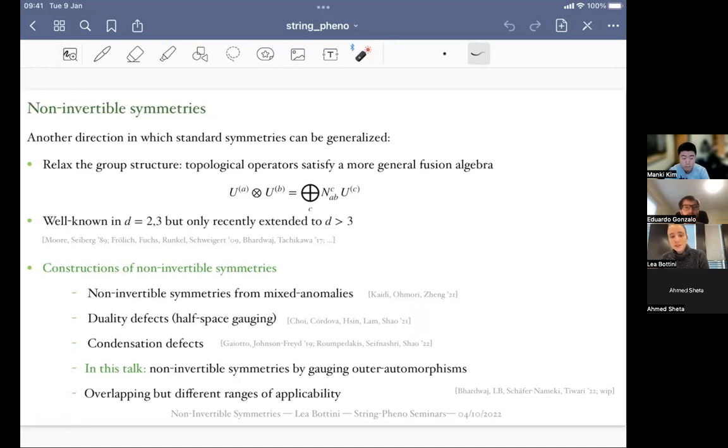Then there are condensation defects, which I will mention briefly later. And then another construction is what I will talk about, which are non-invertible symmetries by gauging outer automorphisms. And all of these constructions are kind of overlapping in some theories, but all have different ranges of applicability.